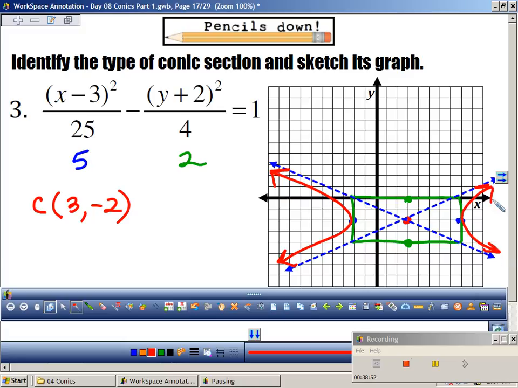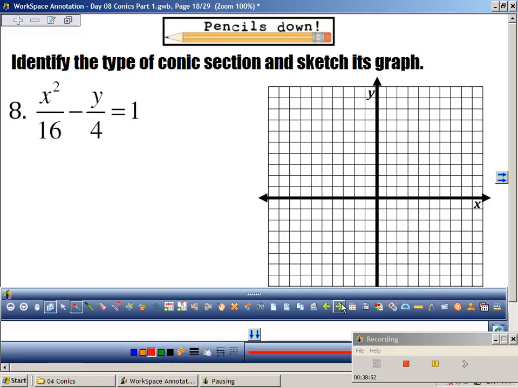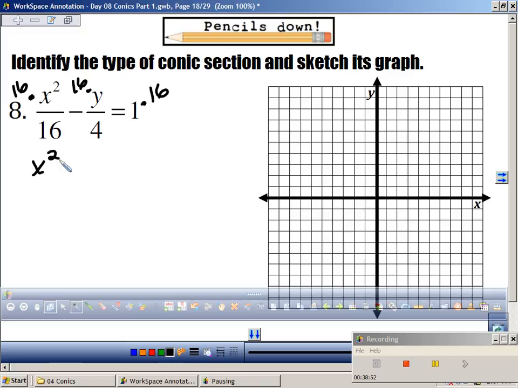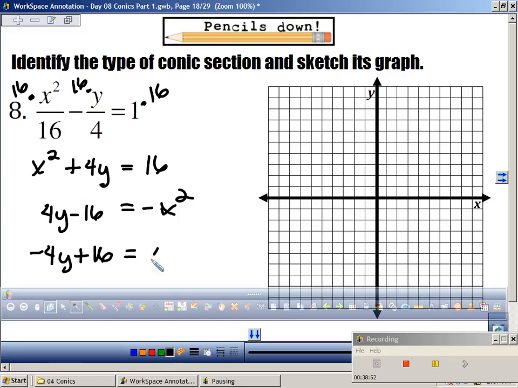I've got one more to do. The rest of you can leave quietly, but I have to show you that this is a parabola. Can you tell me why it's a parabola? Only one square, so if I multiply everybody by 16, I will get my equation for a parabola. Good. X squared plus 4y equals 16. If I move my 16 on this side and the x squared on that side, I would get 4y minus 16 equals -x squared. I don't want a negative there, so I change everybody's sign. You're very welcome.